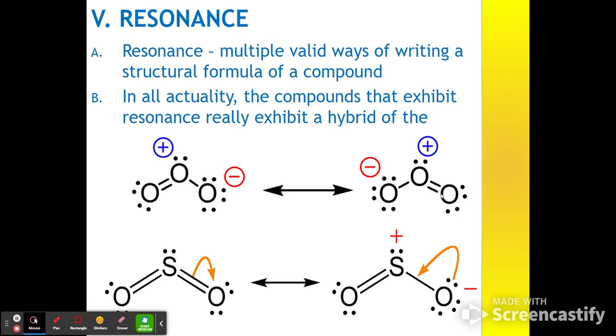And in all actuality, if we do the chemistry on it, we find out that it's got bond dissociation energy of about 1.5 bonds for each of those, and not one of them is a single and the other one's a double. And for sulfur dioxide, I believe this is actually the preferred version because you see how we could have the electrons going to just this one, or we could have the electrons just going to that one. There's actually a third resonance structure, and it averages out to this one over here.